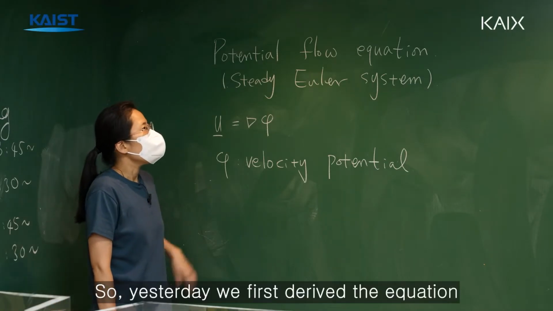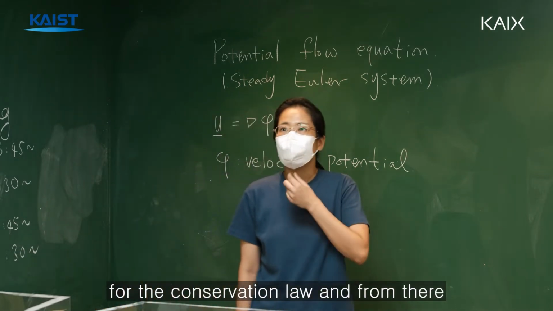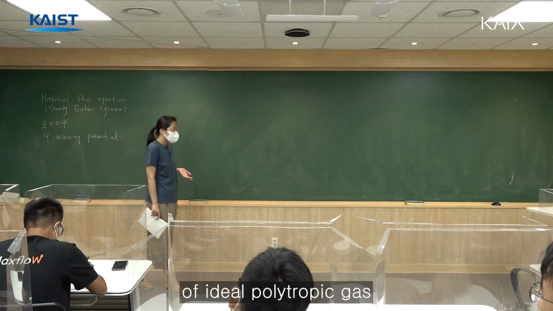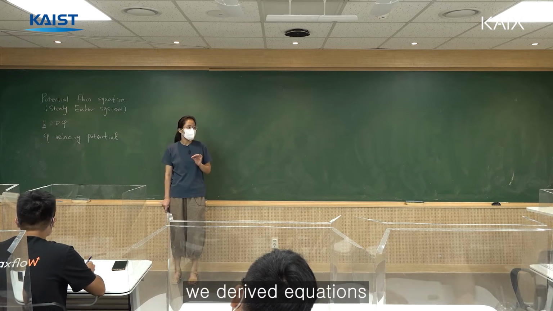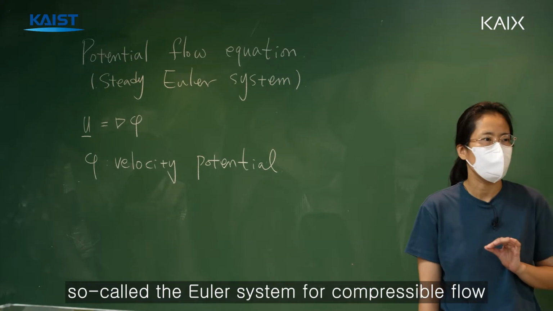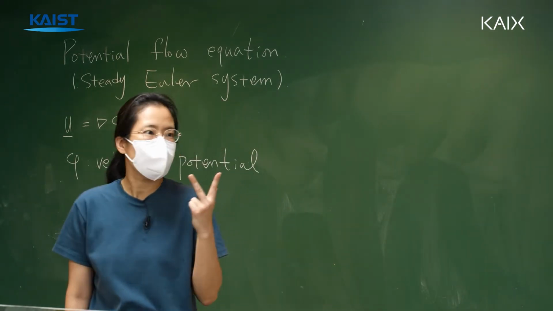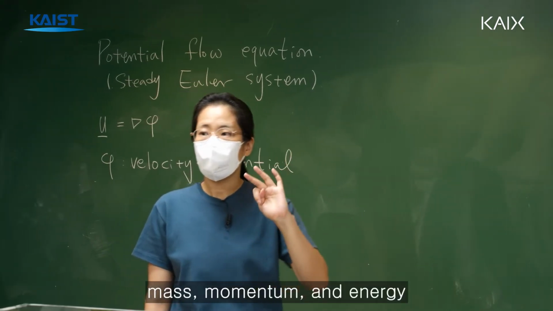So yesterday we first derived the equation for the conservation law, and from there, by considering the flow motion of an ideal polytropic gas, we derived the equations, the so-called Euler system for compressible flow, based on three fundamental conservation laws, right? So what were they? There was conservation of mass, momentum, and energy, right?